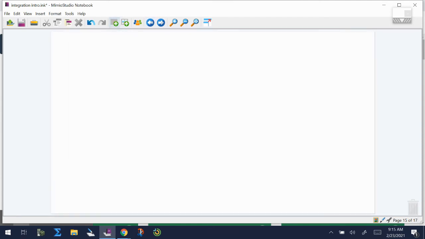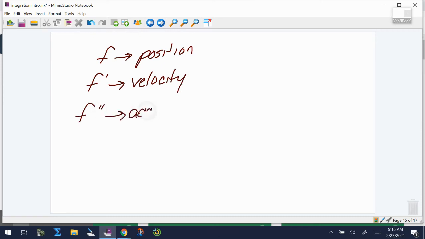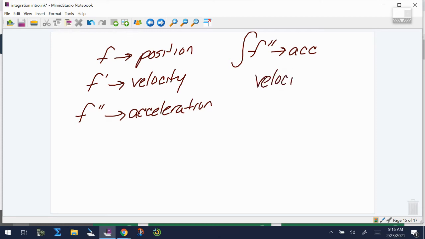So if we think about position as being our original function, and then we derive it to get velocity, and then we derive again to get acceleration. Well, now we're going to work the other way, to go in reverse. So now if I have acceleration, I'm going to have to integrate that to get velocity. So if I integrate acceleration, I get velocity. If I integrate velocity, I get position.